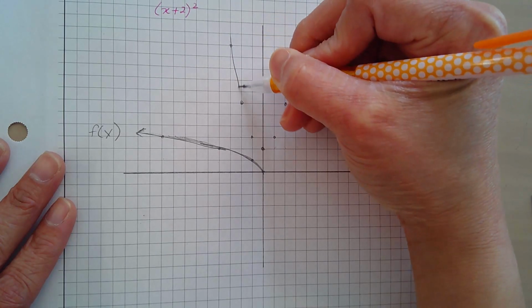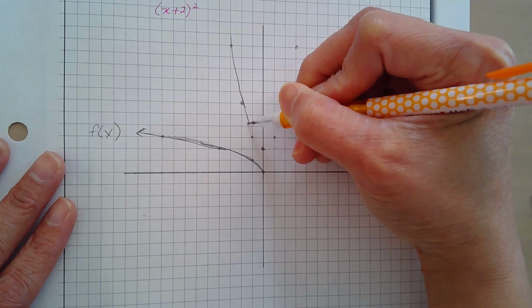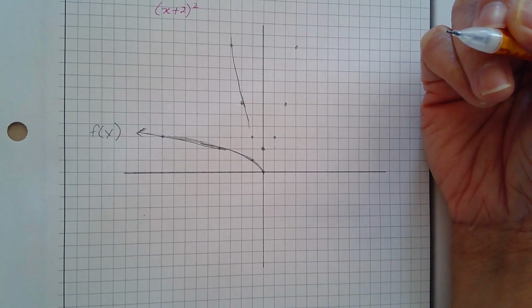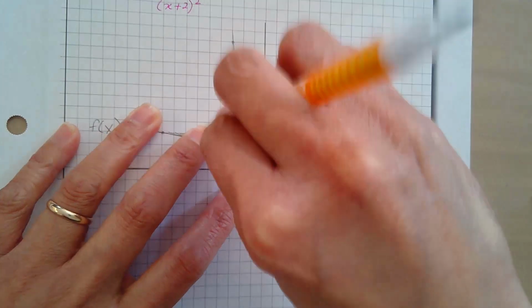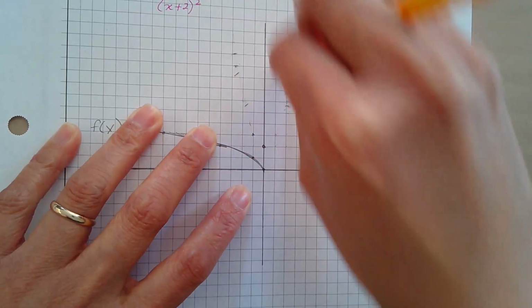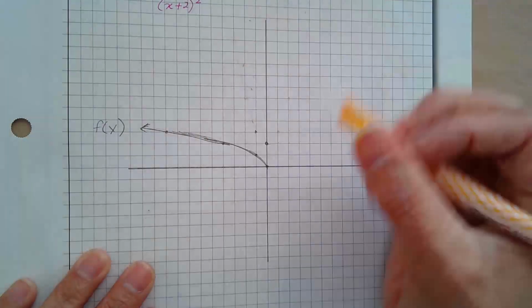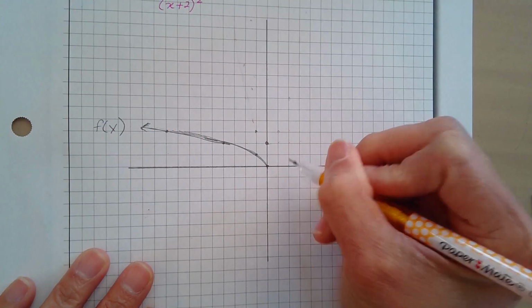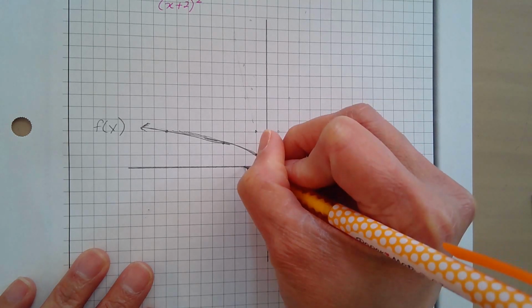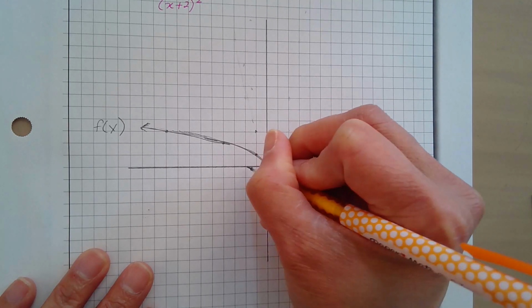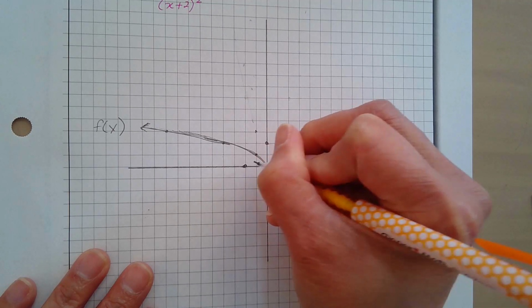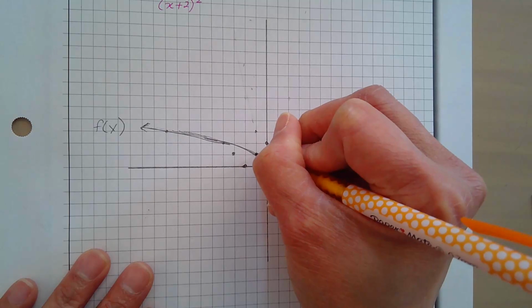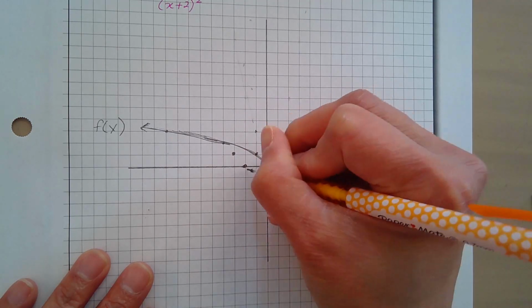For g of x, how do you know it's up 2 and not left 2? Oh, yes. We did say that earlier. Left 2.